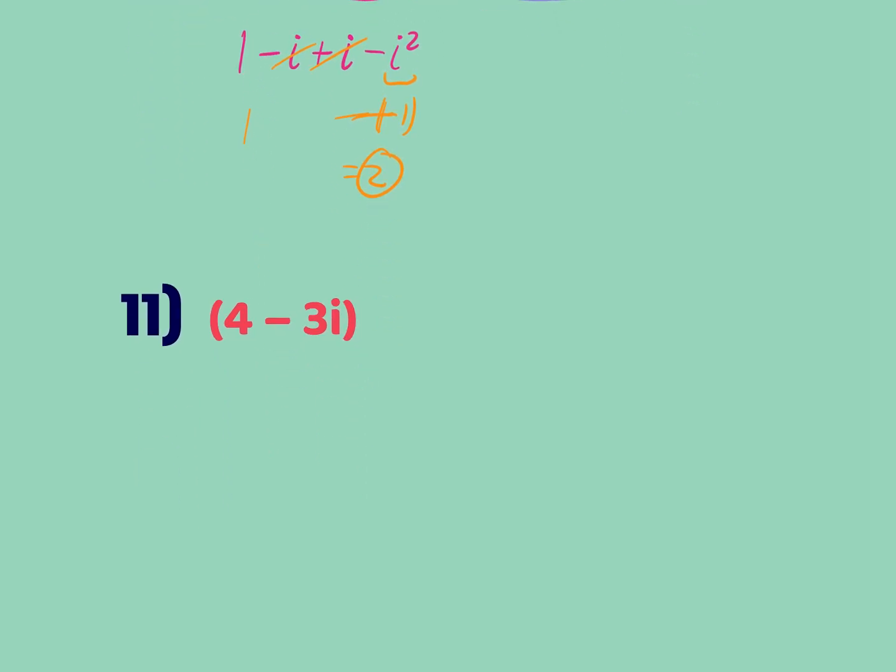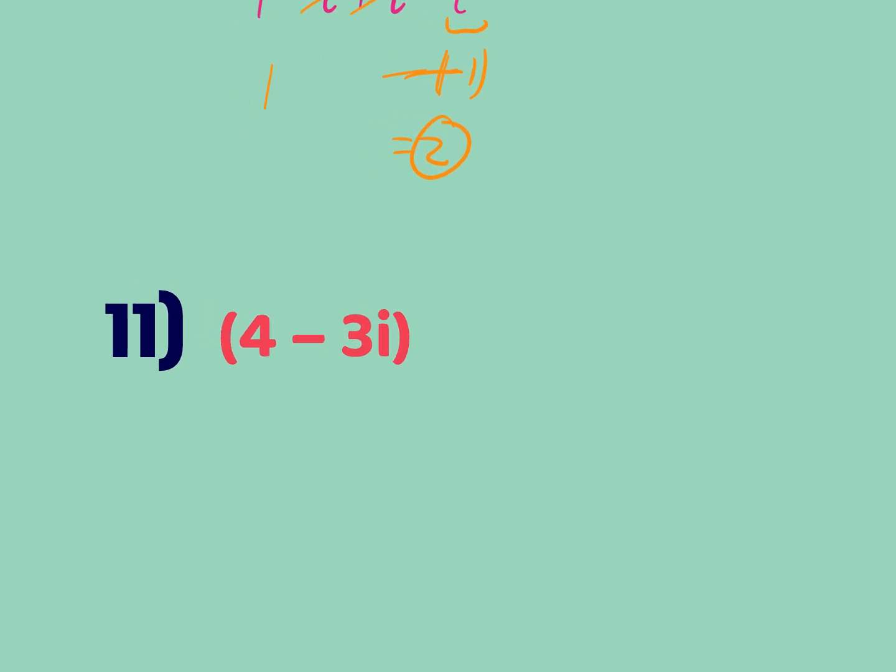All right, so looking at number 11 now. What would the complex conjugate of 4 minus 3i be? It will be the exact same terms, so 4 and 3i, but this one would have a plus in the middle. The original one had a minus, so we want a plus.